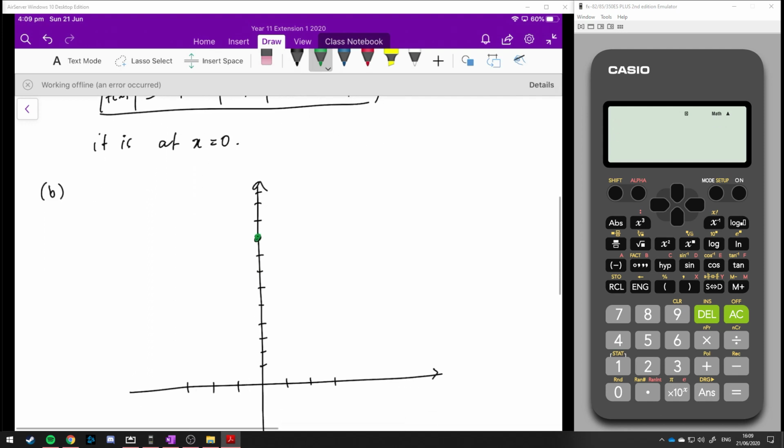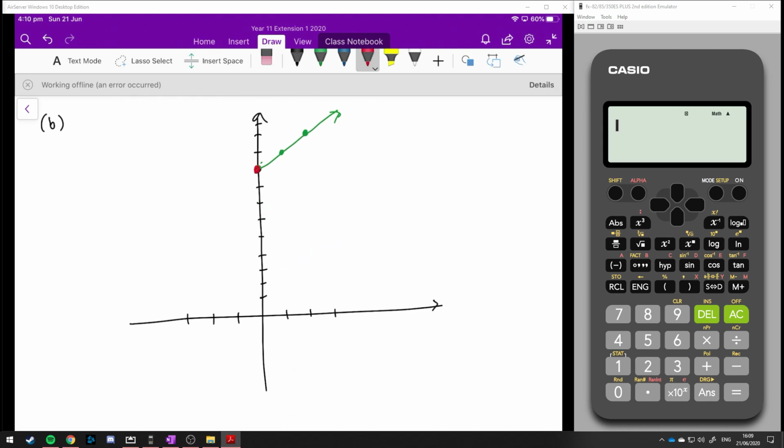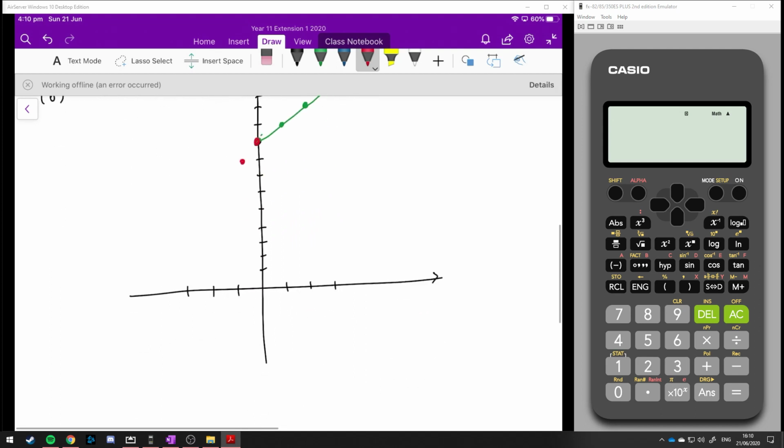So at 1, it's 10. At 2, it's 11. So we've got this straight line on this side. And then on our other side, we should be including the point from this one. Then we've got -1, 8, so it's going to look like this. And then we've got -2, 5, so -2 is across here, and then 7, 6, 5, and that's this one here. So this one will come back down, something like that.